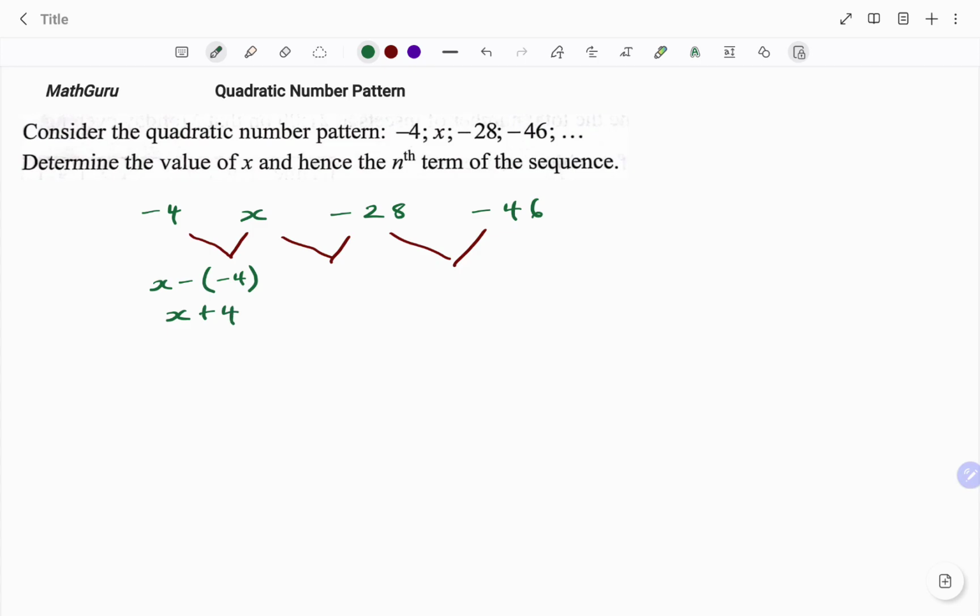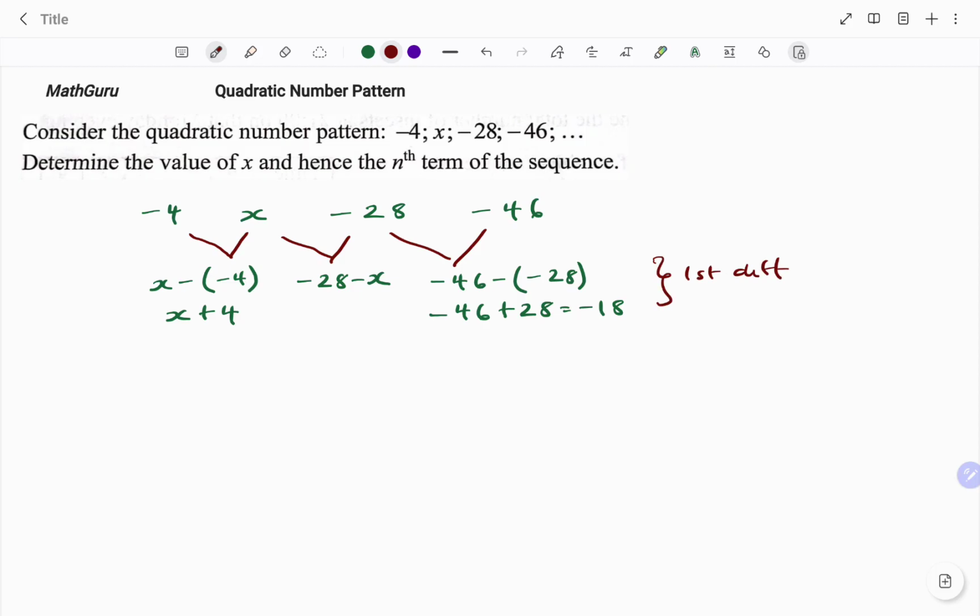The second one, I have negative 28 minus x, and the third term, that's going to be negative 46 minus the term behind, that's negative 28. I'm using my bracket so that the signs multiply each other. So I have negative 46 plus 28, and that will give me negative 18. So that is my first difference.